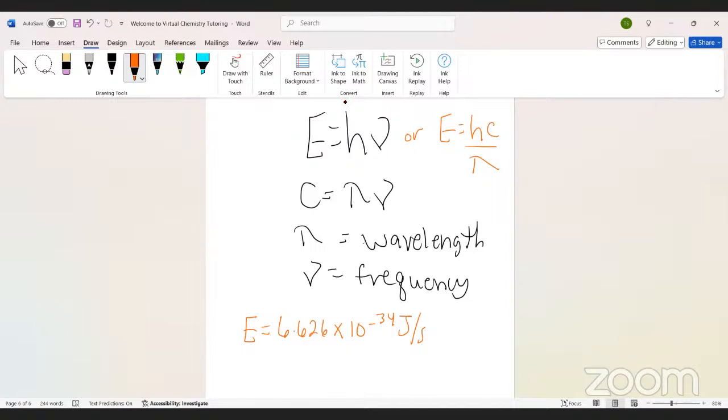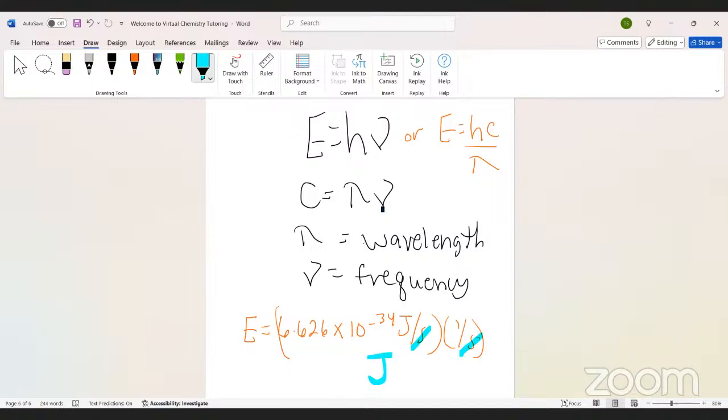So then if you've got your frequency, which is that little funny shape v, the frequency is actually equal to like per seconds right here. It's like 1 over the seconds. So when you end up canceling those units out, you'll end up with joules as your final unit answer, okay? You'll end up with that.